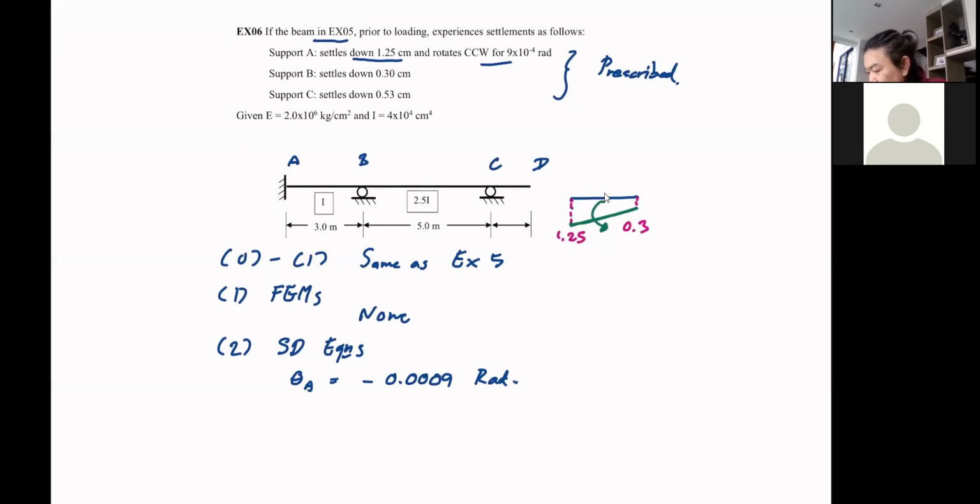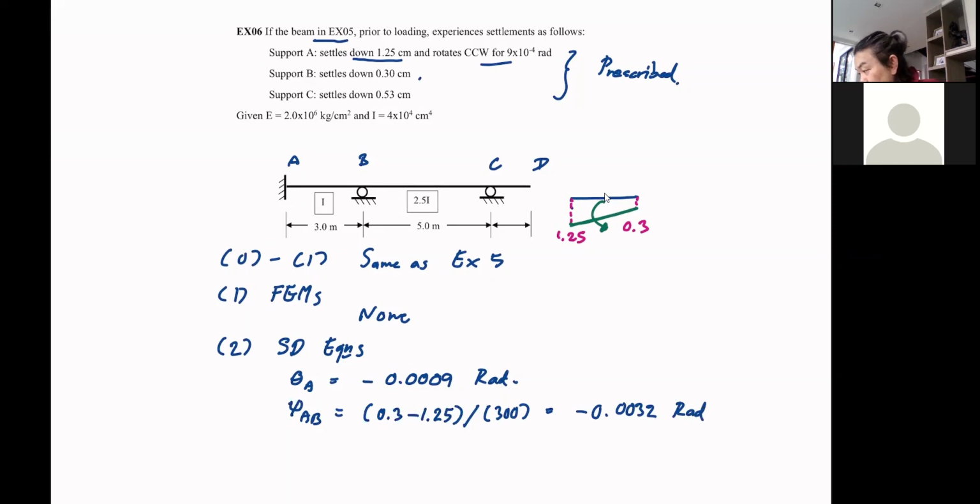Or if you don't want to bother about that, you can always use the left one and then minus the right one. Or the right one minus the left one, sorry. So psi AB is now equal to 0.3 minus 1.25 divided by the length of the member. And because this is in centimeters, I have to change the length of the beam to centimeters as well, right? So that becomes 300. So psi AB is now minus 0.0032 radian.